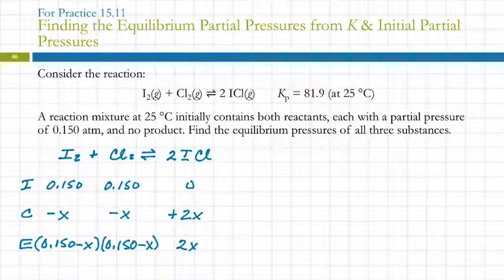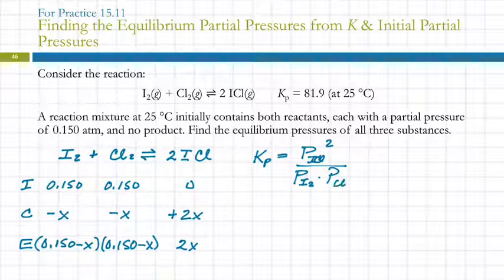So we set up our equilibrium expression. Kp is equal to the partial pressure of ICl squared divided by the partial pressure of I2 times the partial pressure of Cl2. Everybody okay with that? It's the same as concentrations, we're just doing pressures instead.